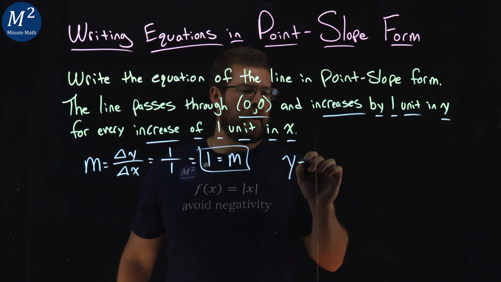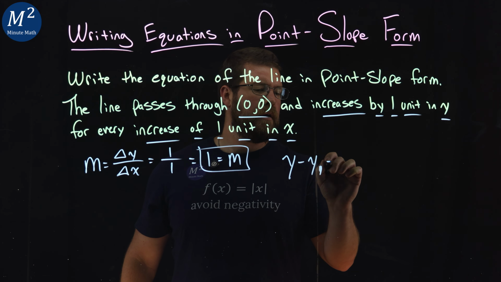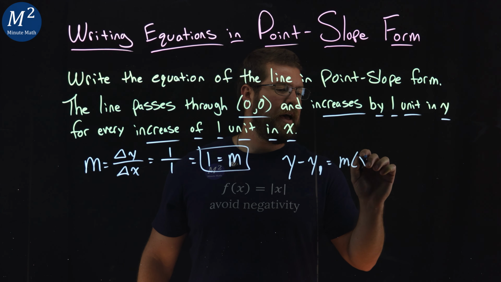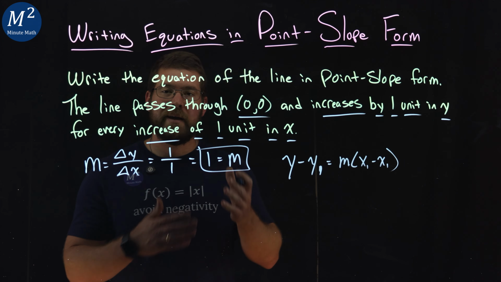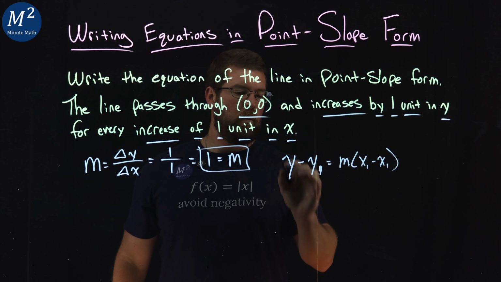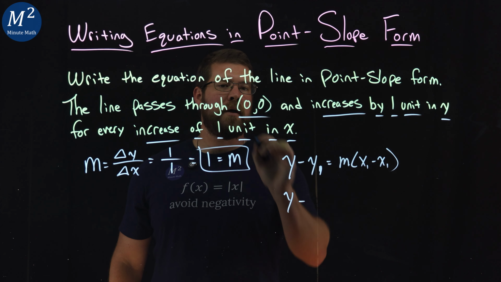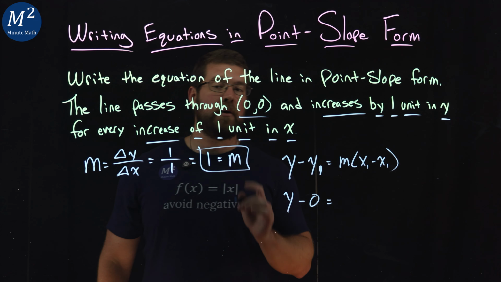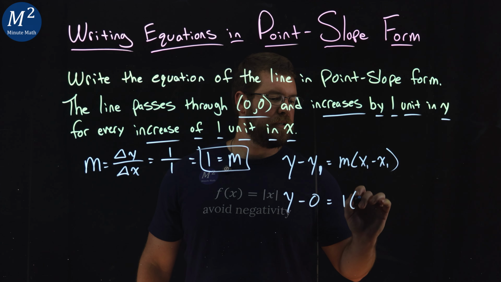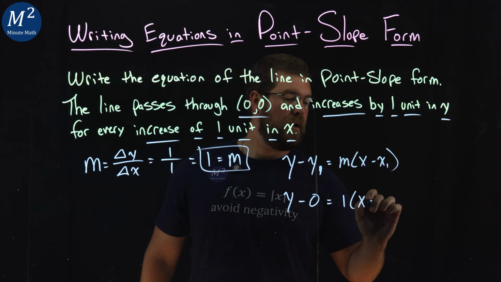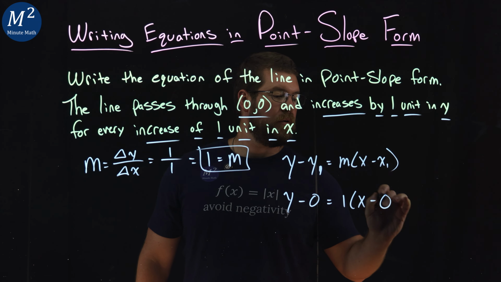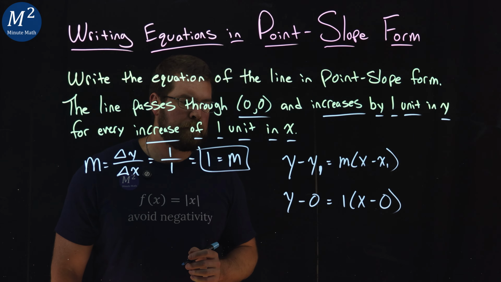So y minus y1 equals m times x minus x1. That's our point slope form. And now let's plug and play. Y minus y1 is 0 equals m, which is 1, times x minus x1, which is 0.